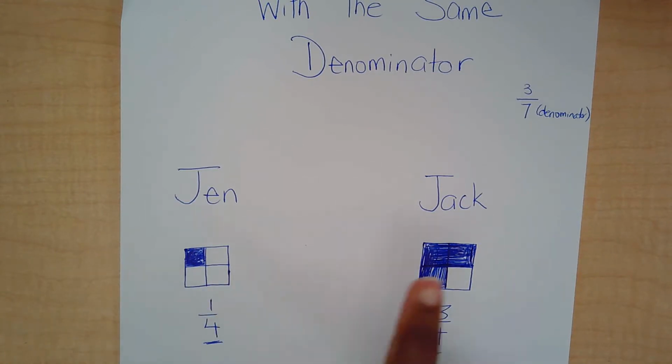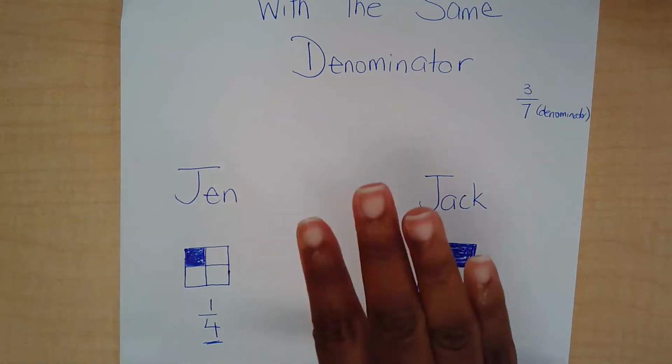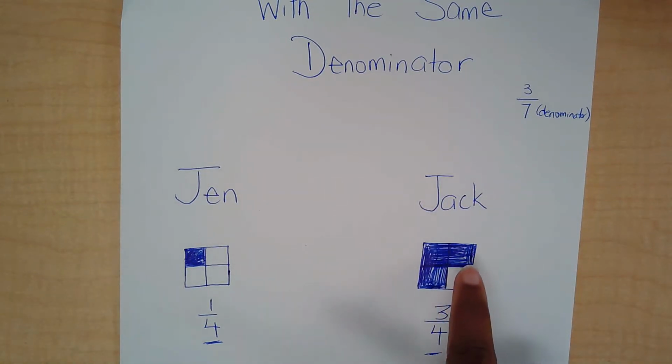And even just by looking, you could tell that Jack ate way more parts of his pizza than did Jen. And with that being said, that would mean that Jack has a greater portion, or his contains more parts of the whole, because the whole right here is 4 parts, and he has actually gotten 1, 2, 3, almost all of the whole.